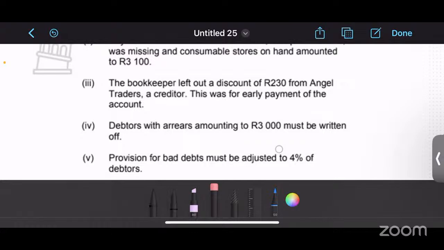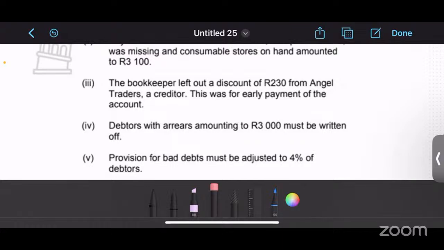Okay, no, a creditor is not an expense. It's a creditor, which is a liability, right? So in this case, this is going to go to your income statement for discount received, right? The 230 is going to go to your income statement, which is the statement of comprehensive income, as discount received. And again, it's going to go to your creditors control account, and it's going to decrease the account because the creditor allowed a discount for early payment. It has nothing to do with the trade and other receivables, right?